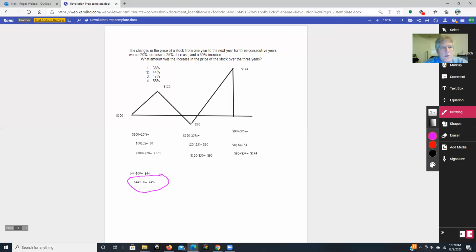And it happens to be one of our answers here. So we have done this problem correctly. We know that our answer is 44%.